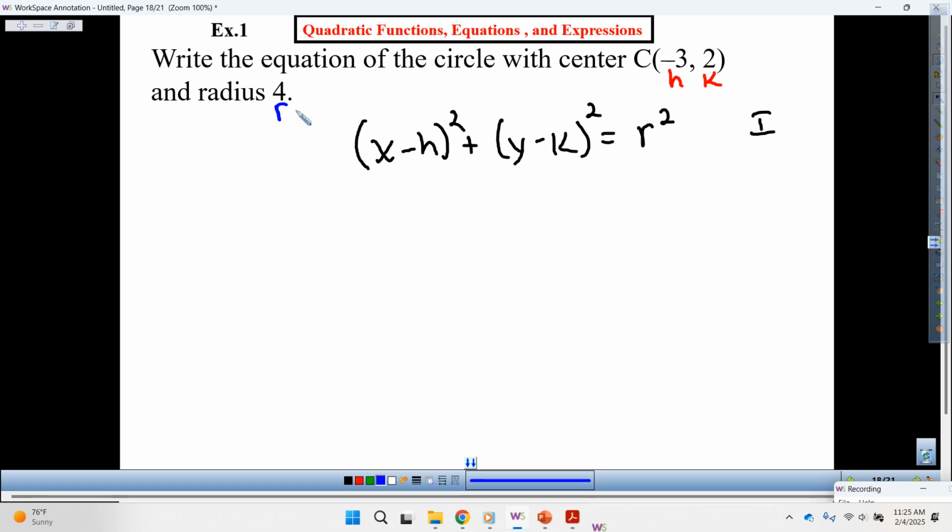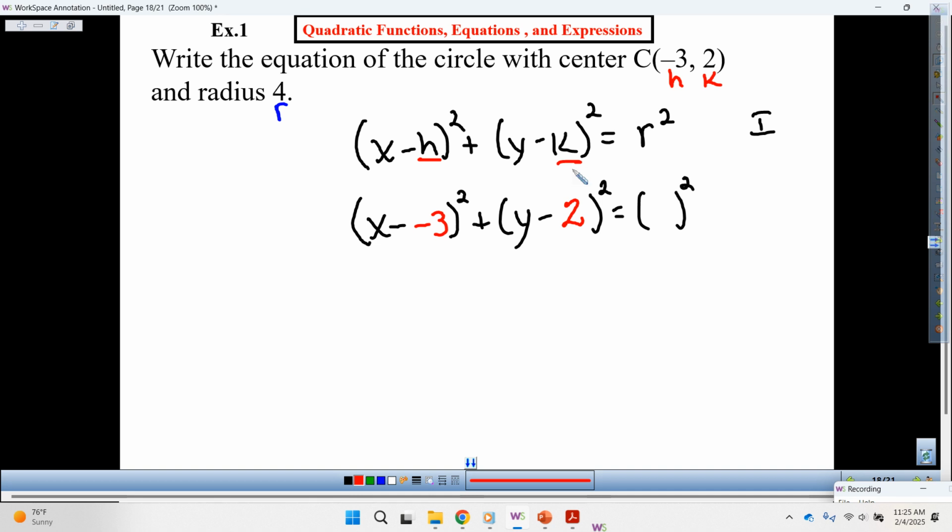So that's step 2. Step 3, substitute values into the equation. So we're going to write x minus blank squared plus y minus blank squared equals parentheses squared. All right, so let's substitute values. What is h, everyone? H is -3. What is k? K is 2. And what is r? R is 4.